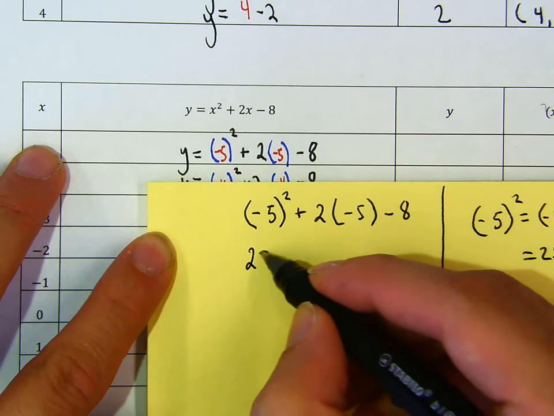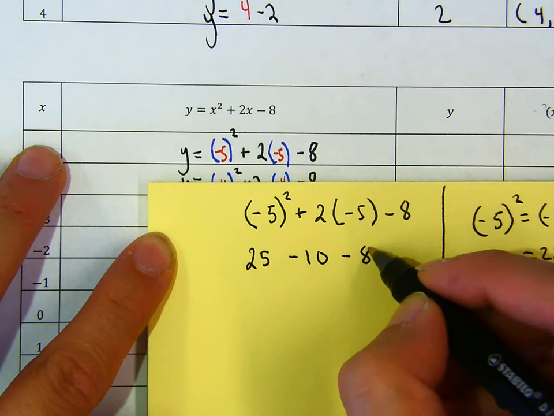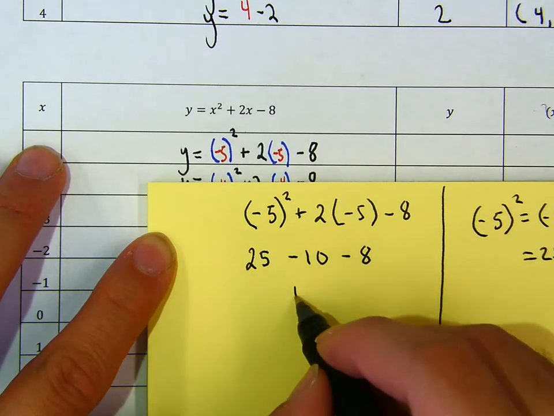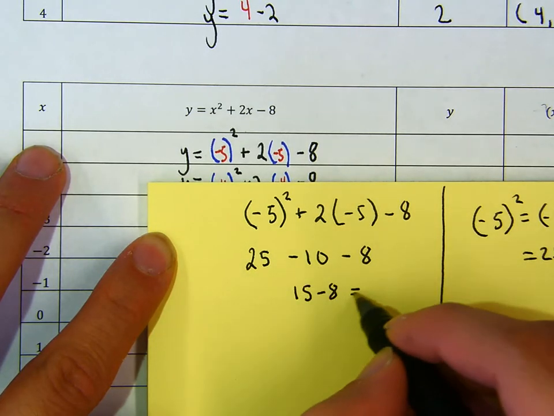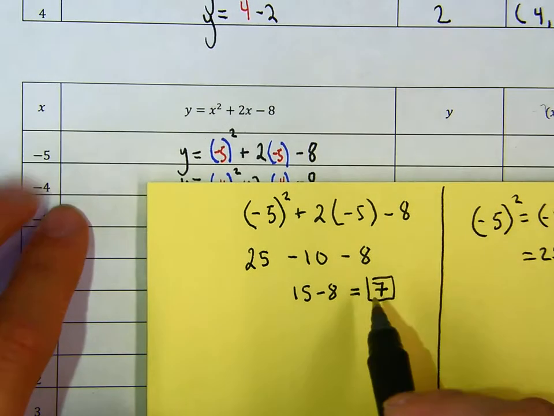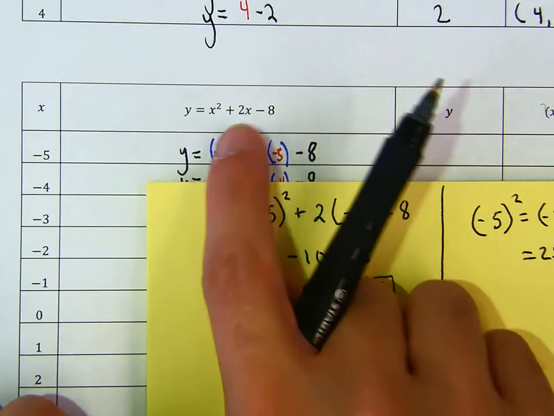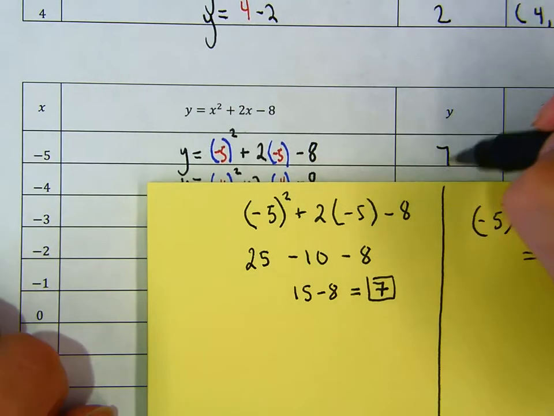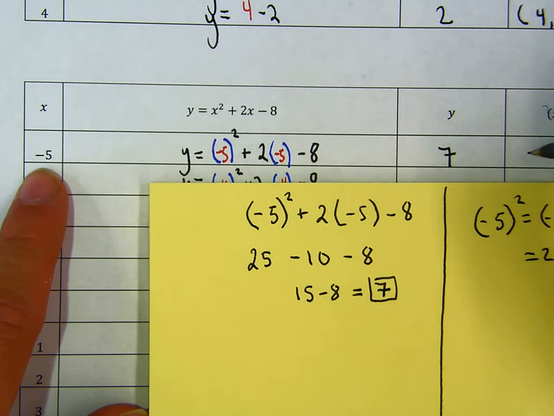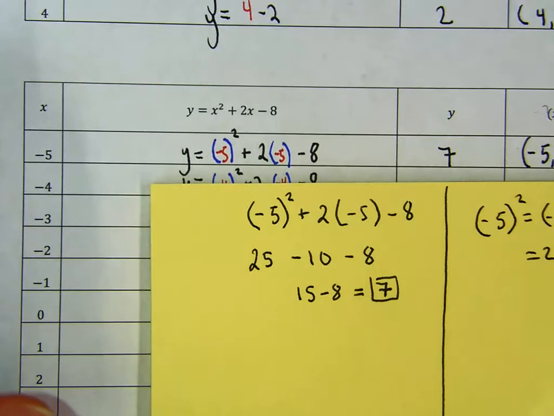So notice 25 is here. 2 times -5 is -10 minus 8. What is 25 minus 10 is 15 minus 8, which is 7. And what does that 7 represent? The y value, right? When I plug in -5 into this function, I get positive 7. And that's a point. This is -5 comma 7. Great, you found 1 point.